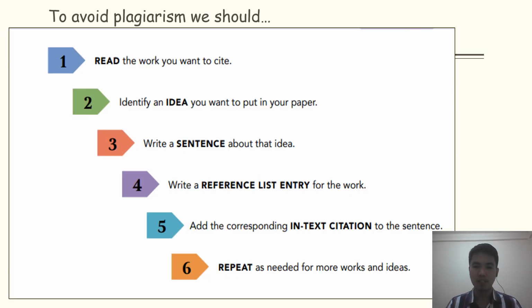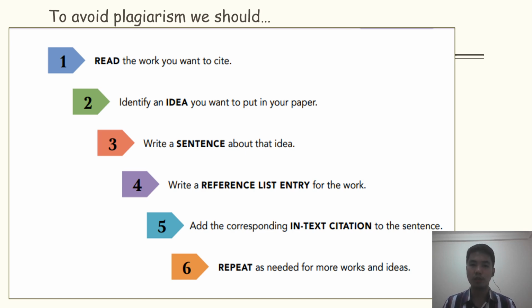So to avoid plagiarism, we should paraphrase. And in paraphrasing, and of course to avoid plagiarism as well, first we should read the work that we want to cite, or read our retrieved articles or retrieved books. Identify the idea that you want to put in your paper so that you will not be copying the entire contents or the exact phrase or statement of that paper.